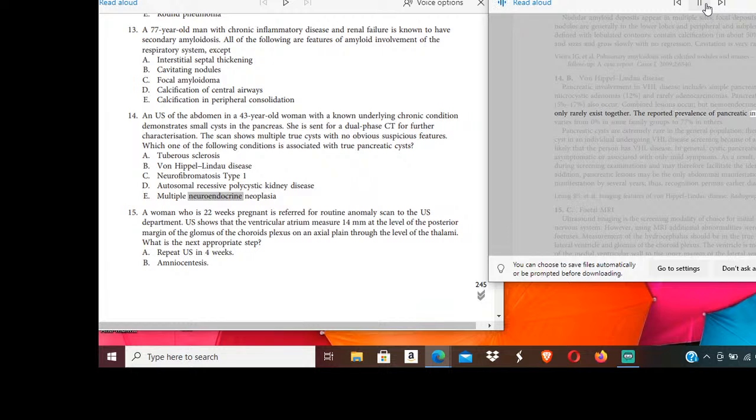The reported prevalence of pancreatic involvement in VHL disease varies from 0% in some family groups to 77% in others. Pancreatic cysts are extremely rare in the general population, therefore, the presence of a single cyst in an individual undergoing VHL disease screening because of a family history makes it highly likely that the person has VHL disease.